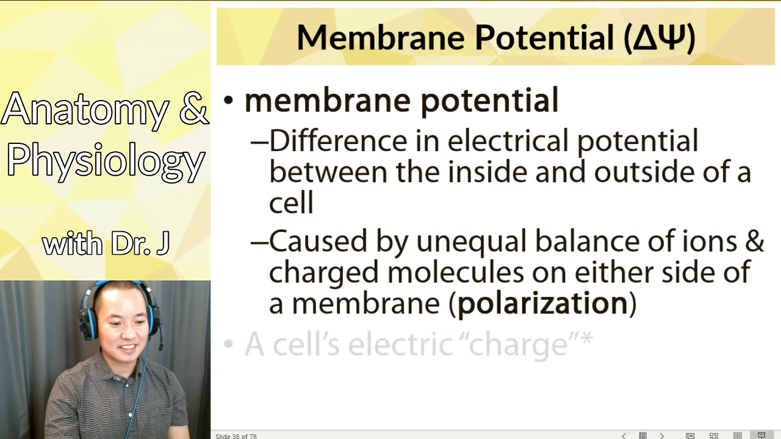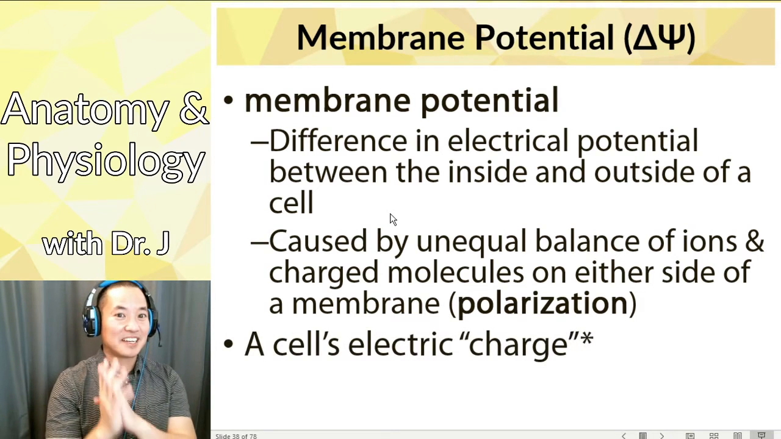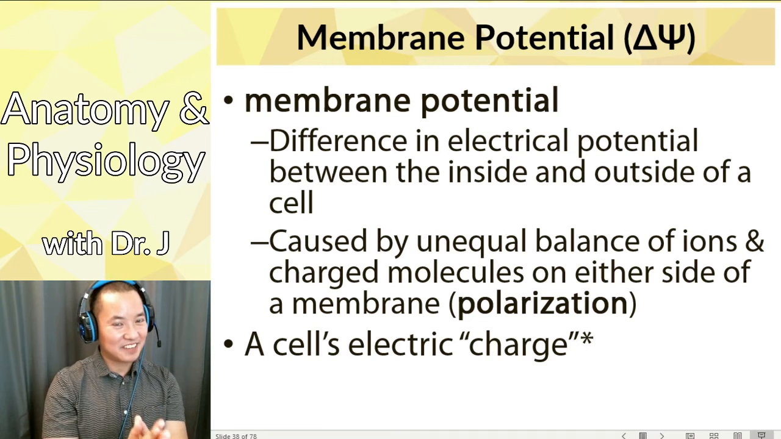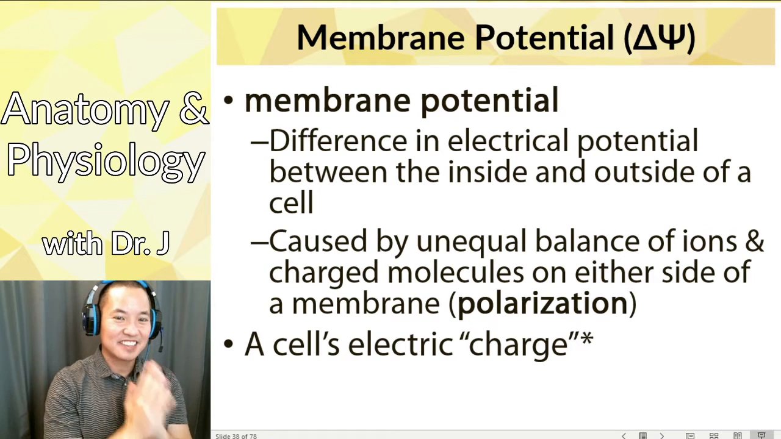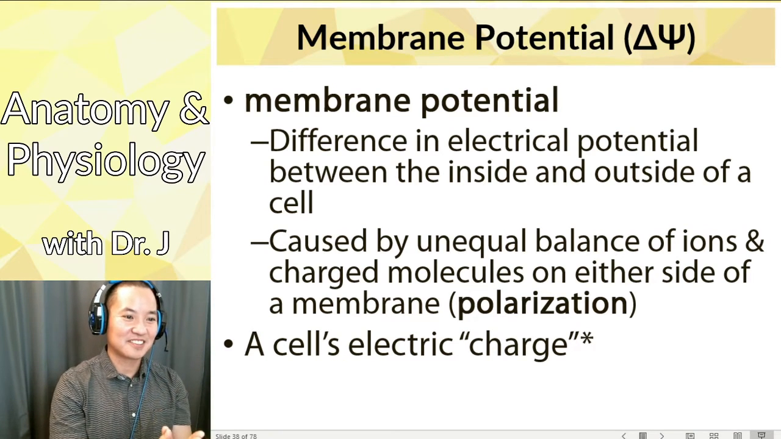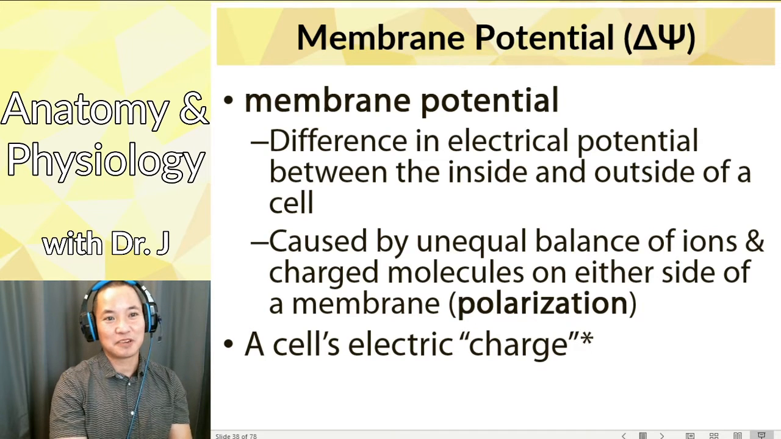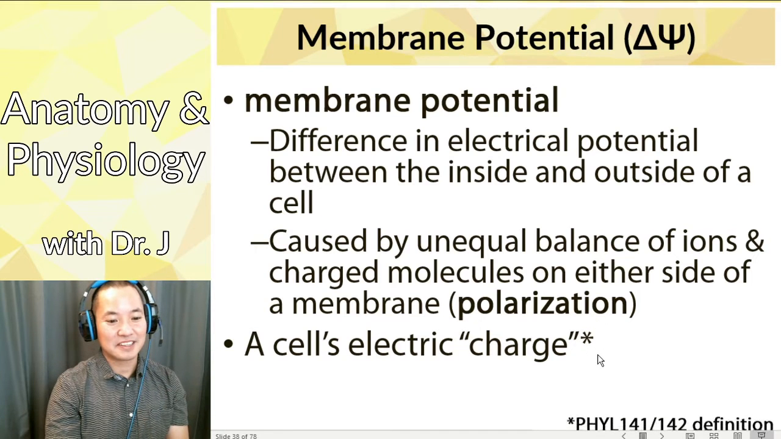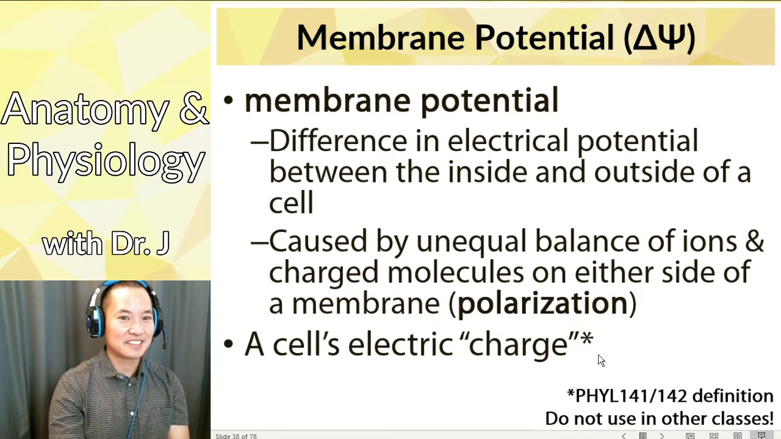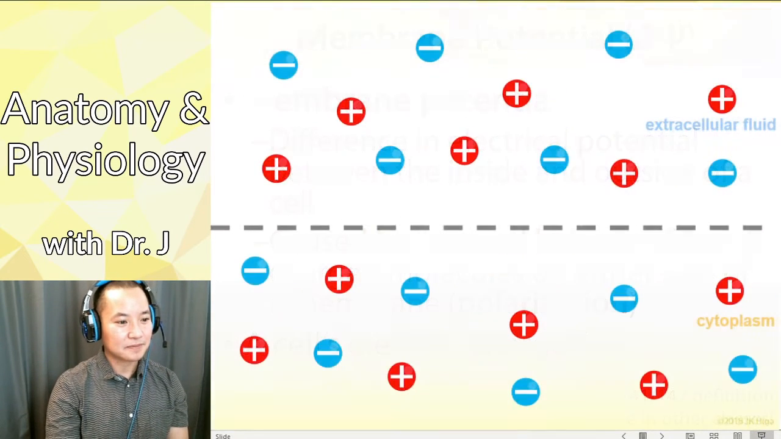So this is my very, very oversimplified version. Think of it as a cell's electrical charge. So the overall balance of, is it more negative or more positive inside of a cell? I think this is the easiest way to explain it at first. And again, this is my disclaimer: do not use this electrical charge inside of a cell definition for advanced classes. But when you're starting out, I think it's the easiest way to explain it.